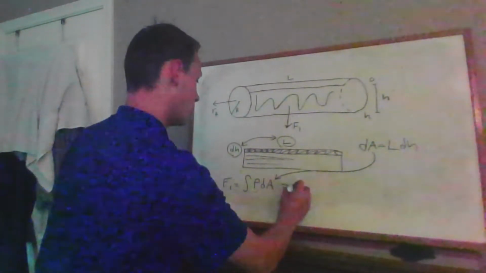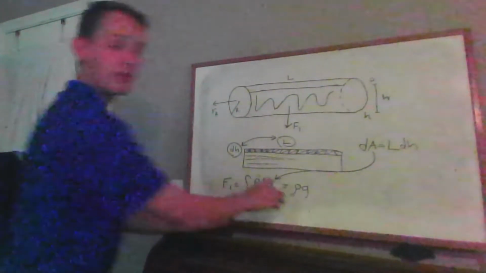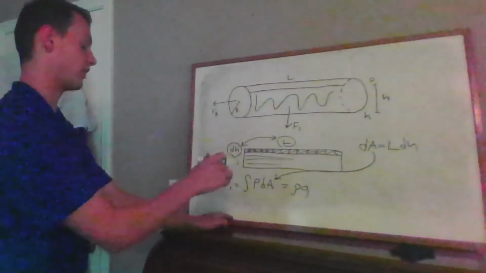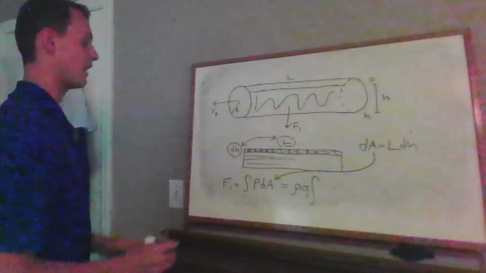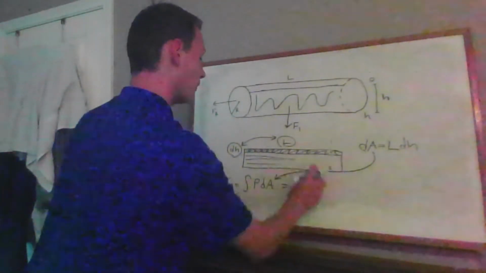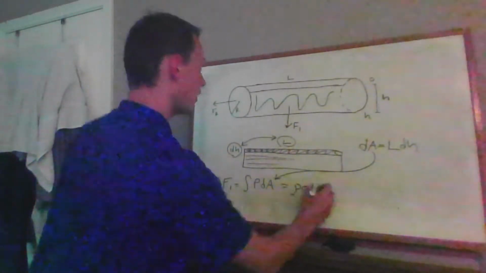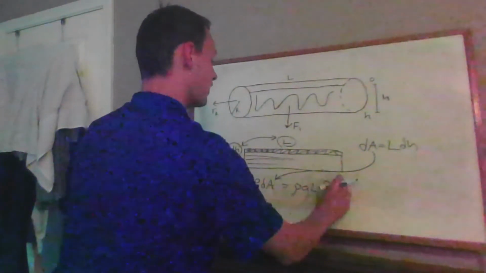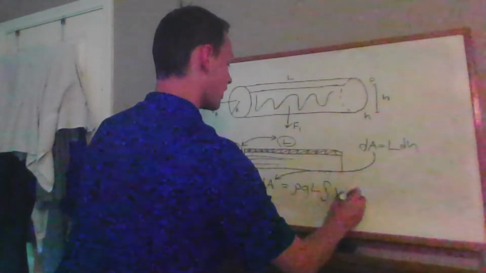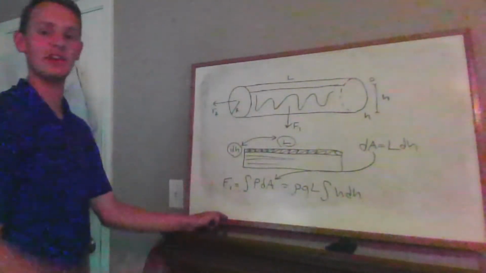So rho and g, density of fluid and the gravitational acceleration, are going to come outside of the integral. H, of course, will stay in. And one thing I forgot, even though I said it before, the length is also constant for our barrel. So that will be out of the integral as well. So we're left with H and dH inside of our integral, which is extremely easy to integrate.